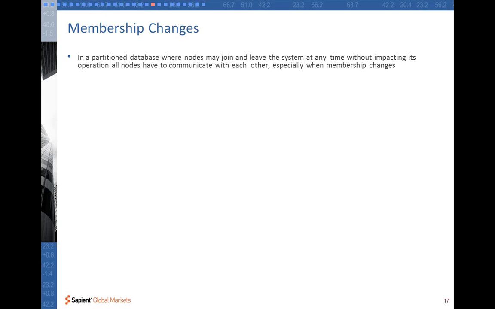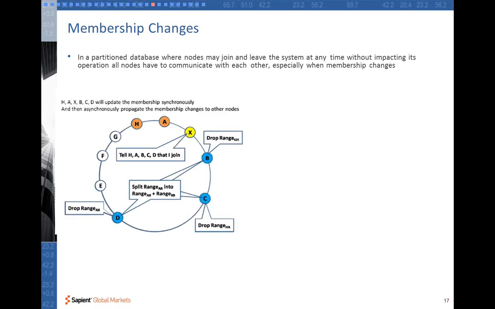We see that node X joins a system for which a replication factor of 3 is configured. Now it is hashed between A and B, so that the nodes H, A, B transfer data to the new node X, and after that, nodes B, C, and D can drop part of their data for which node X is now responsible as a third replica, in addition to nodes H, A, and D.